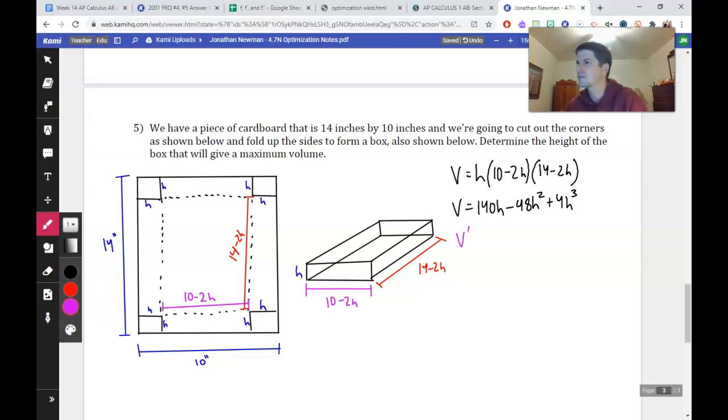I wanted to write that in blue. I'm getting a little bit weird here. Okay, so let's take the derivative. So we get 140 minus 96h plus 12h squared, right?